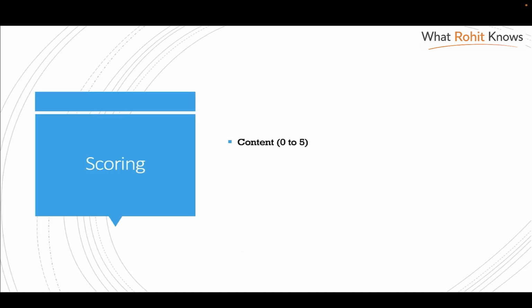How does the scoring work? Much in the same way as it did for other question types. 0 to 5 points for content. So if you are able to capture all the relevant points, the most important points from the lecture, you will get 5. Otherwise, if you fail to capture any relevant information, you will get a 0. Then for oral fluency, you will get 0 to 5. And for pronunciation, you will get 0 to 5.